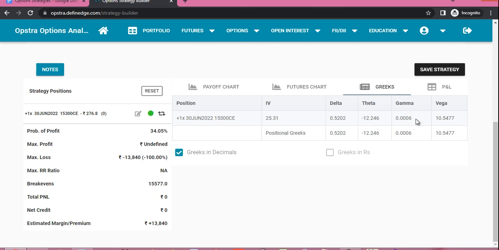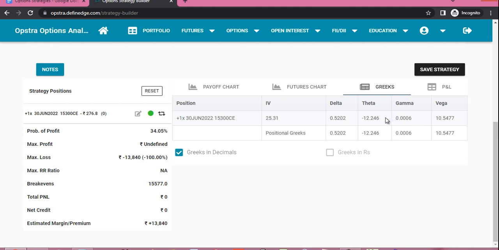Next is Gamma, which is 0.0006. That means if Nifty changes by 10,000 points, the delta will change by only 6 points. Next Greek is Vega, which is 10.54. That means if Nifty's volatility increases by 1%, the Nifty's option price will change by 10.5 or almost 11 points.